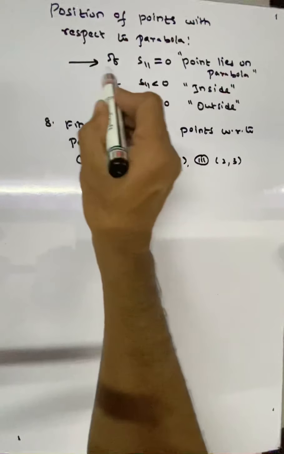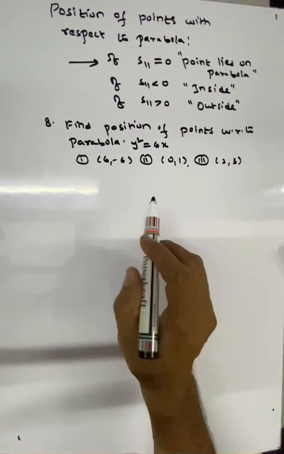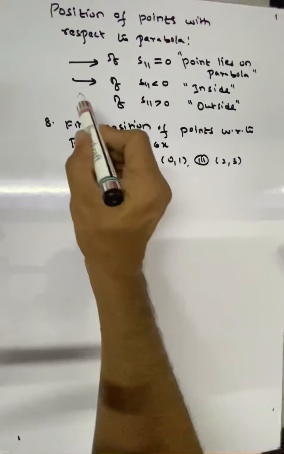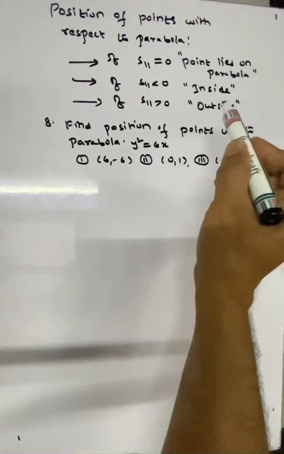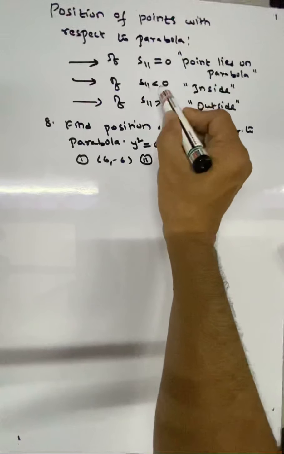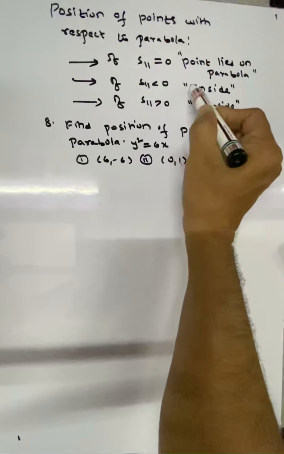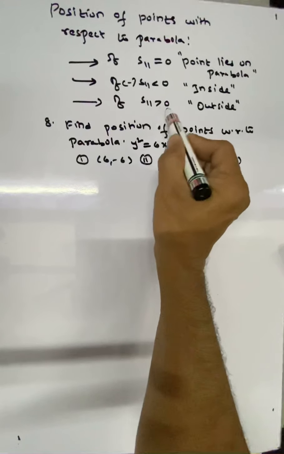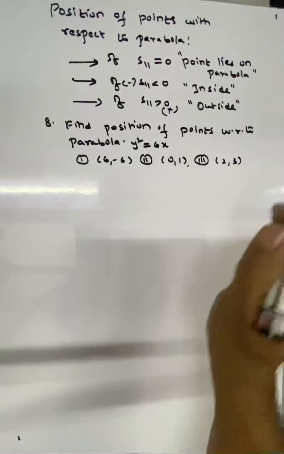If S11 is equal to 0, the point lies on the parabola. If S11 is less than 0, the point lies inside the parabola. If S11 is greater than 0, the point lies outside. What is the meaning of less than? Less than means you get a negative value, a minus sign. Greater than 0 means a plus sign, positive. That time the point lies outside.